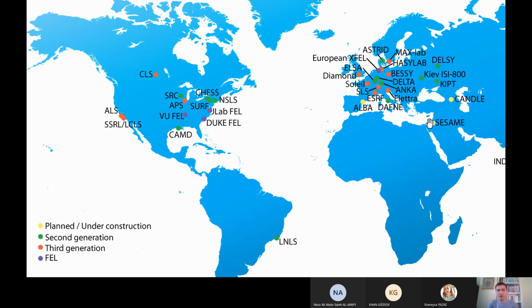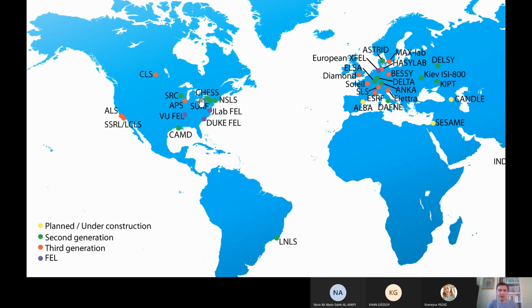So it is more or less finished, but some parts are still under construction. ALBA is finished in Spain. I have shown you the picture. So Kendall is planned, but it is not under construction. I think it is canceled as much as I know. And here you see green color. This shows us second generation synchrotron light sources.